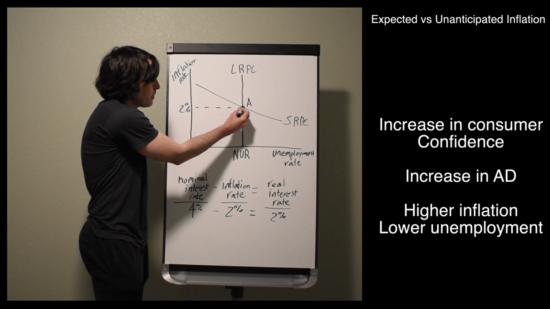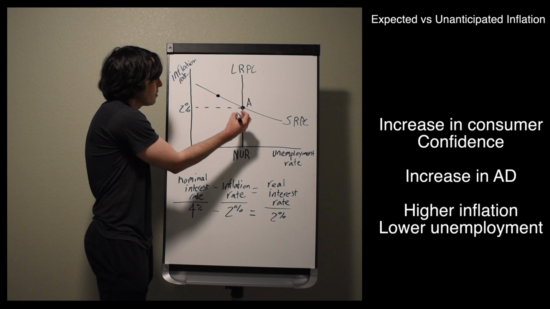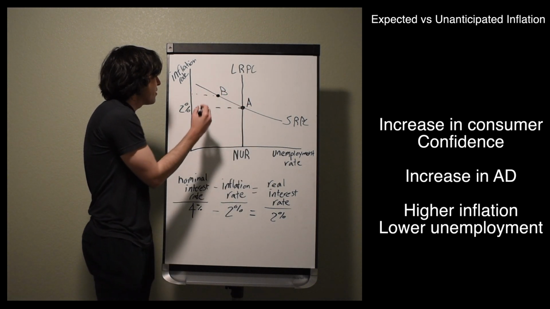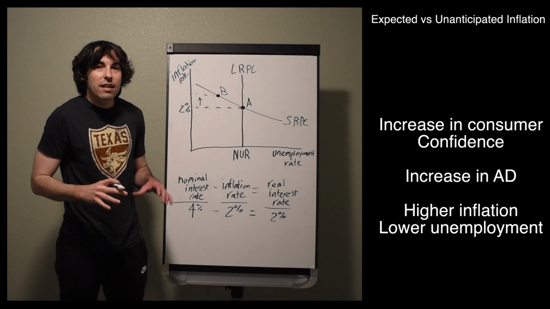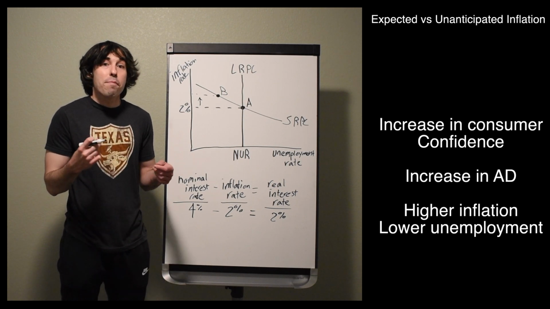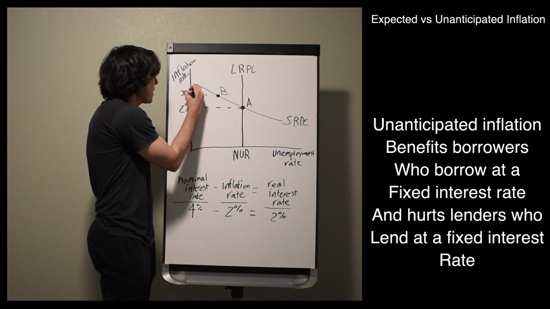And so what's going to happen to my dot here is it's going to move up toward a higher inflation rate and a lower unemployment rate. So we can call this B. Well, now my inflation rate is something greater than what we expected. This is unanticipated inflation. We're ending up with higher prices than me or the bank thought there was going to be. So let's just say that this is 3%. I'm just going to make that up.